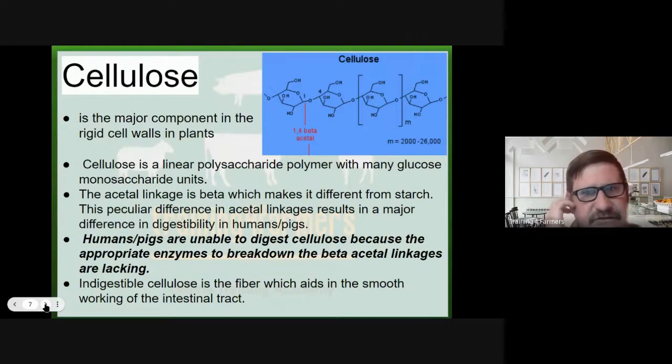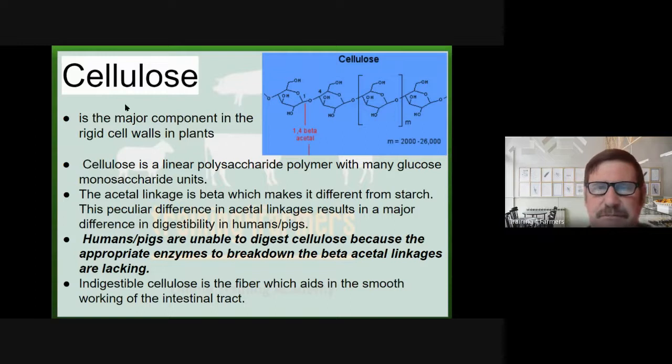Okay. So going to cellulose again. We said those bonds are called 1,4 beta bonds, impossible for us as monogastrics to break. And these are all glucose molecules. Cellulose is the major component in the rigid cell walls of plants. Remember, animal cells have a cell membrane, which is a thin thing, like a balloon. But the cell wall is the hard, crusty bit on the outside, and that makes up the major part of a plant cell.